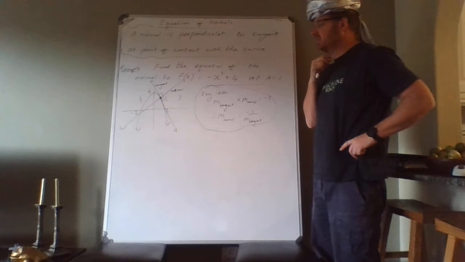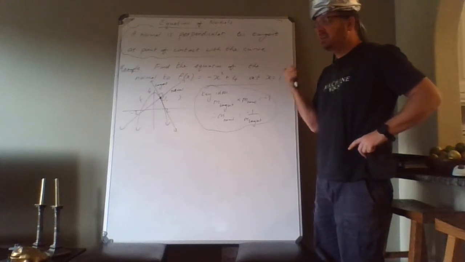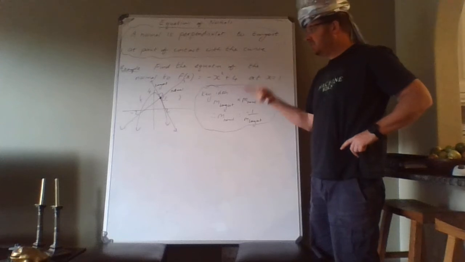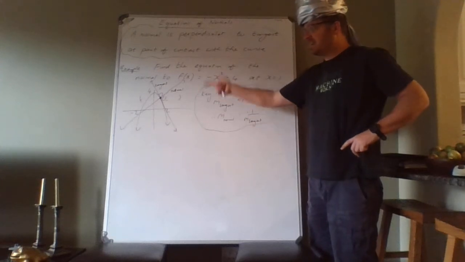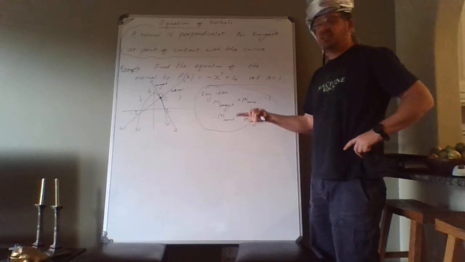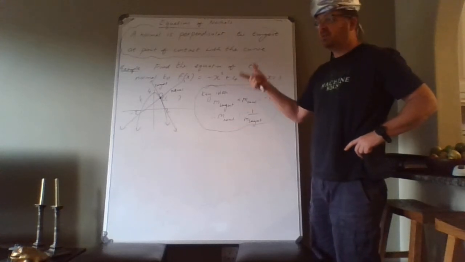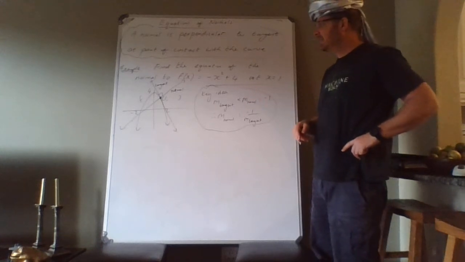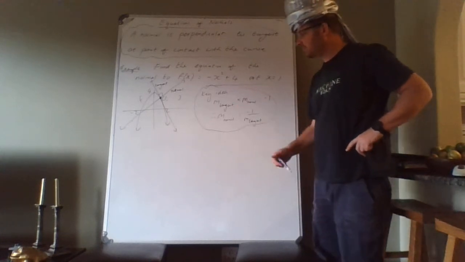So what's your process going to be? You're still going to find your point of contact. Then you're going to find the gradient of your tangent by subbing into the derivative equation. Once you've got the gradient of your tangent, to find the gradient of the normal, you find the negative reciprocal, and then you're simply going to use y is equal to mx plus c. So give it a go.